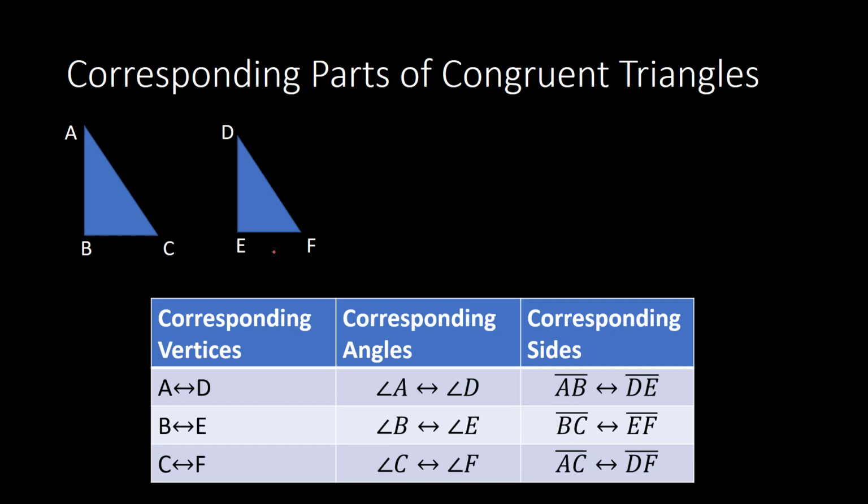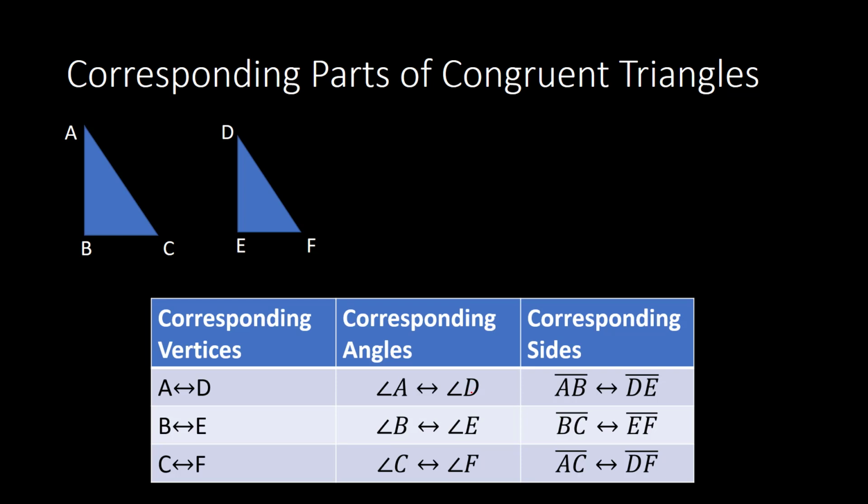Now, along the same lines, we have corresponding angles and corresponding sides. The corresponding angles would be angle A and D, the top angle, and the angles at the bottom, angle B and angle E, would be corresponding. And then angle C and F would also be corresponding. Those are both on the bottom right. We also have corresponding sides. The left side, AB, and left side, DE, would be corresponding. And then the bottom, BC and EF, would also be corresponding. And then AC and DF are corresponding. So that is what we see here in this table.